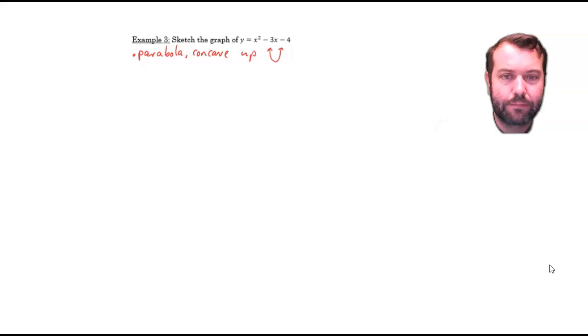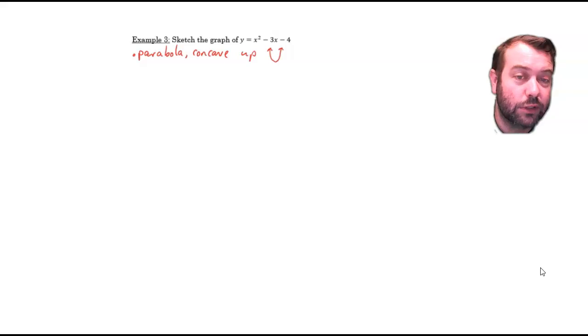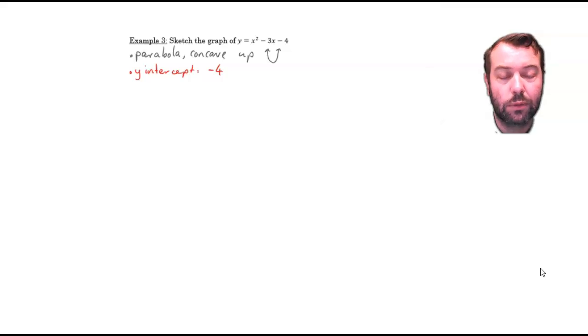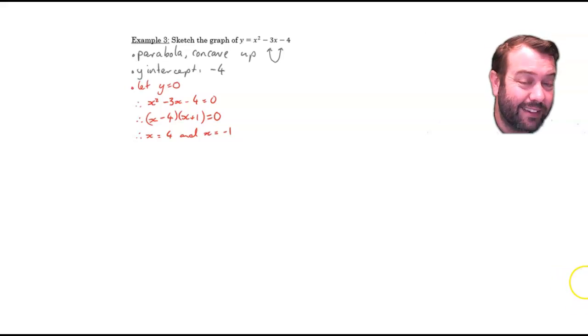Second, the second thing we were looking for was the y-intercept, the vertical intercept. Let x equal 0 and y equals -4. So we've got 2 of the 5. The next thing we're after are the x-intercepts. We let y equal 0, and then we factorize, and fortunately we can fairly easily factorize that quadratic. We get (x minus 4)(x plus 1), which means the zeros are at 4 and -1. So we've got the concavity, the y-intercept, and the x-intercepts.